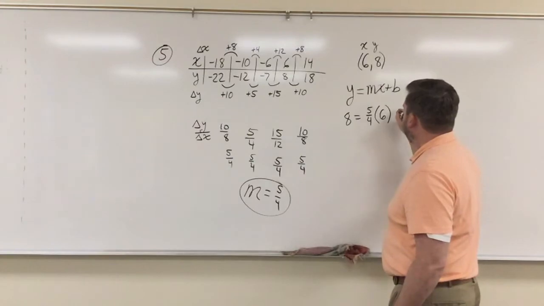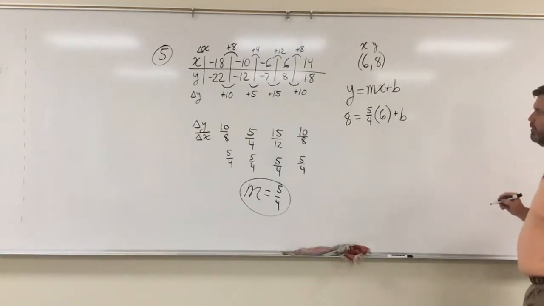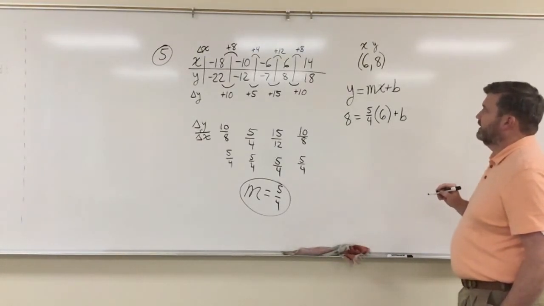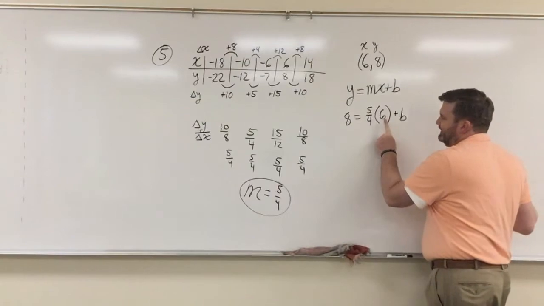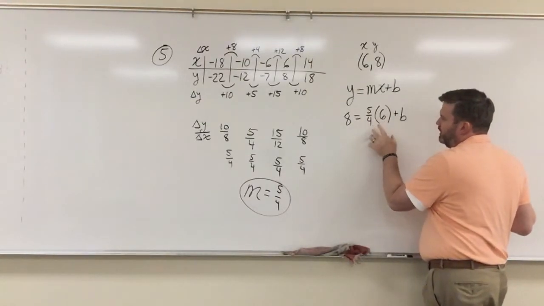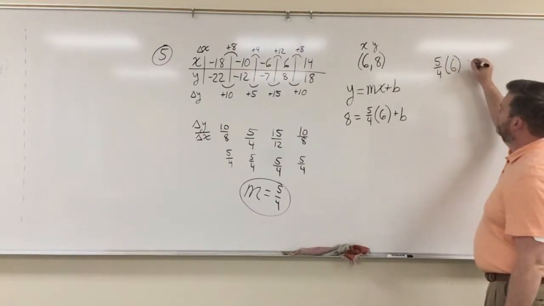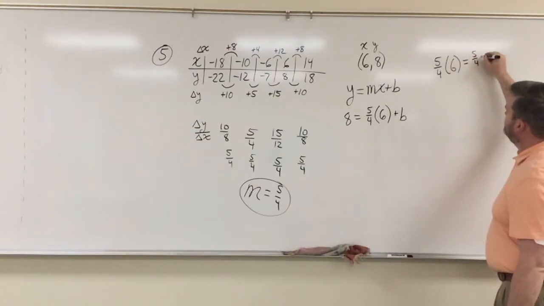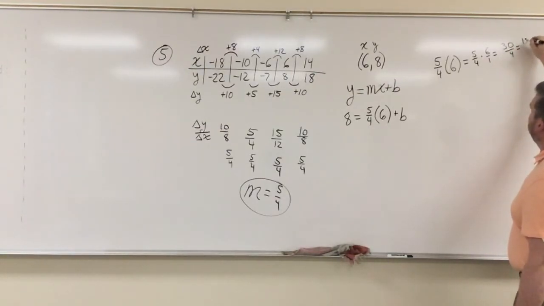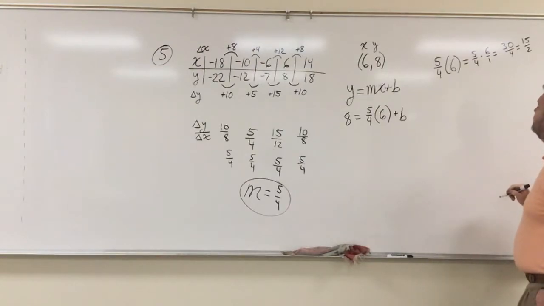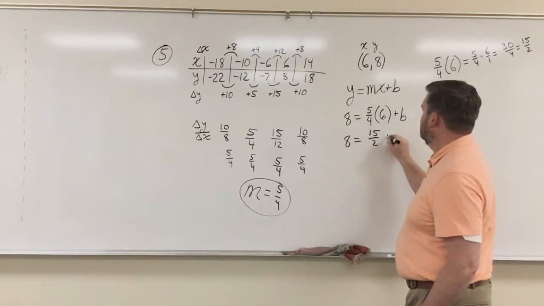Ooh. And this one is not so fun. The math on this one isn't so fun. But we'll figure it out. We'll power through. The reason that this one isn't that fun is because you can take 6 divided by 4, but it doesn't work out nice and neat. So instead, we can't really use our shortcut. We'll have to do this the long way. 5/4 times 6 over 1, that is 30/4, which is 15 halves. So I get 8 equals 15 halves plus b.